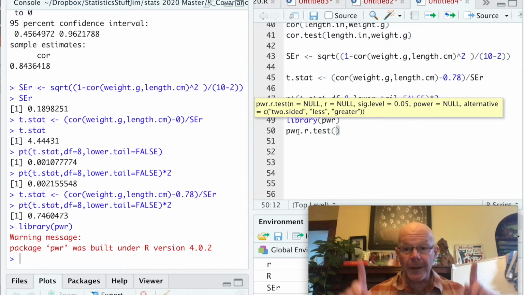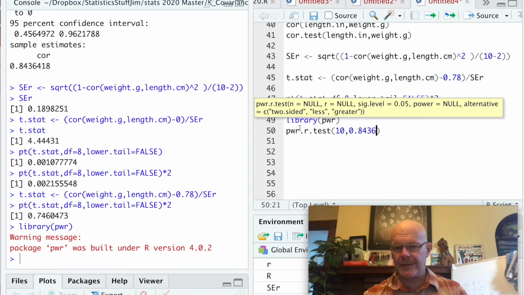I'm going to just look right up above me here. What are the arguments? N. I had 10 observations. What is my correlation? It was 0.8436. That's probably close enough for rock and roll. Significance level is 0.05. That's all good. And I'm not going to give it power, because I want it to solve for power.